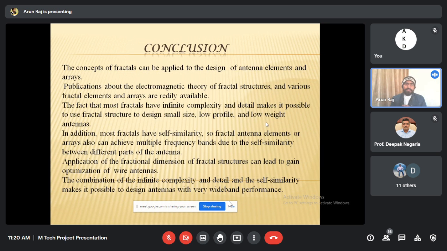The conclusion: the concept of fractals can be applied to the design of antenna element arrays. Publications about the electromagnetic theory of fractal structures and various fractal elements and arrays are readily available. That most fractals have infinite complexity and detail makes it possible to use fractals to design small size, low profile and low weight antennas.